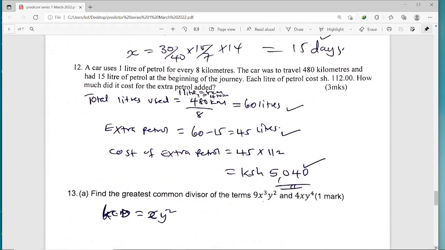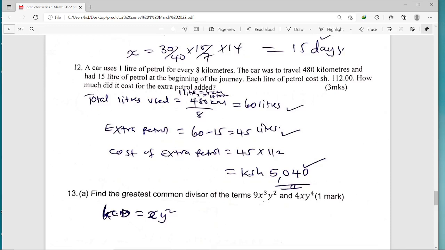A car uses 1 liter of petrol for every 8 kilometers. The car was to travel 480 kilometers and had 15 liters of petrol at the beginning of the journey. It was to go 480 kilometers. At the beginning of the journey, it had 15 liters. And it is using 1 liter for every 8 kilometers.